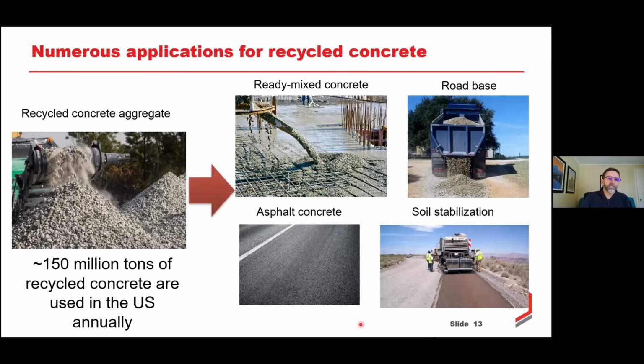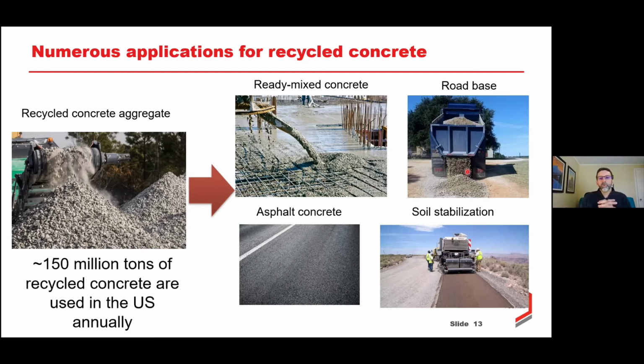Another interesting factor when it comes to end of life is that you can recycle concrete. So there's a lot of things that you can do with what we call recycled concrete aggregate. There's about 150 million tons of recycled concrete used in the US annually. You can use it again to make new concrete, but you can also use it in asphalt pavements. You can use it in soil stabilization applications and also in road bases. So there's a lot of opportunities for that.